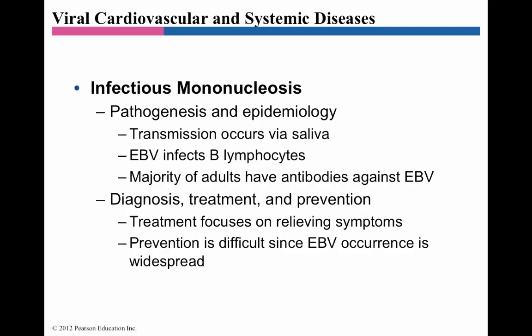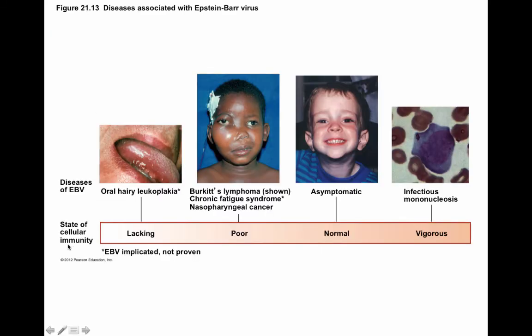Again, transmission occurs by saliva. And I should tell you that this oral hairy leukoplakia only occurs in people with a T cell deficiency, malnutrition, who are very old, elderly, or AIDS patients. Also transplant recipients.